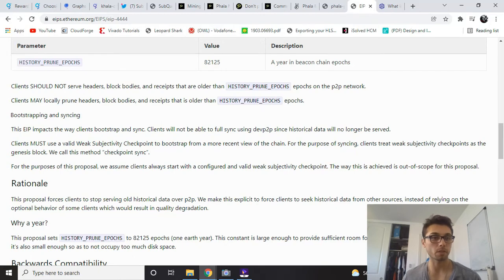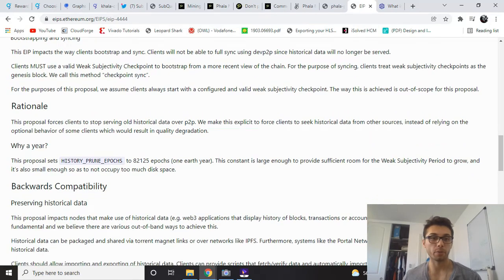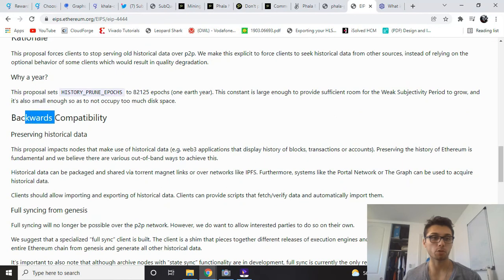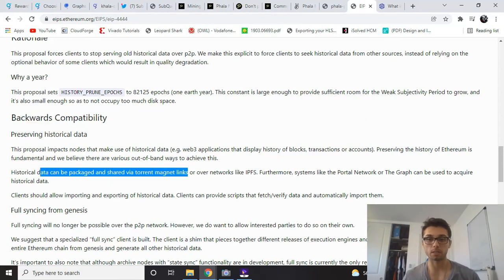Just to wrap this up, the only reason I'm bringing this part up is not to talk about Ethereum at all, but to talk about preserving backwards compatibility. They want to be able to index this historical data somehow so that applications that depend on it can still function properly. One thing they do mention is historical data can be packaged and shared via torrent magnet links or over networks like IPFS. We're already familiar with IPFS.